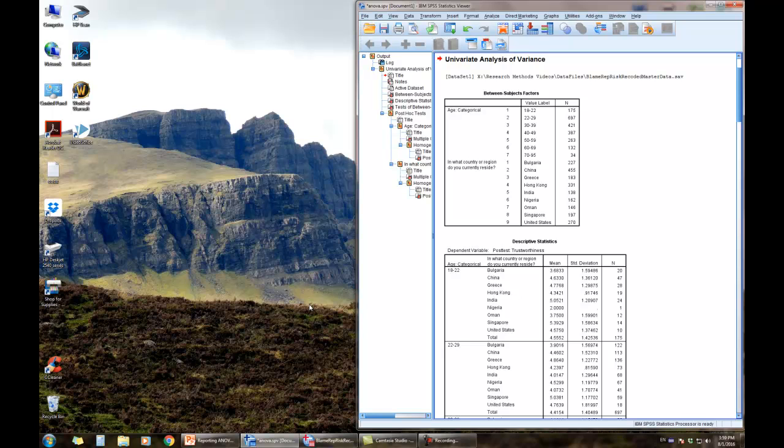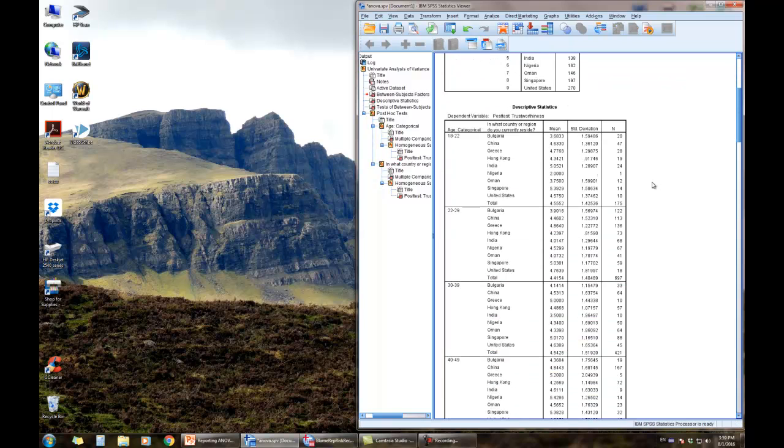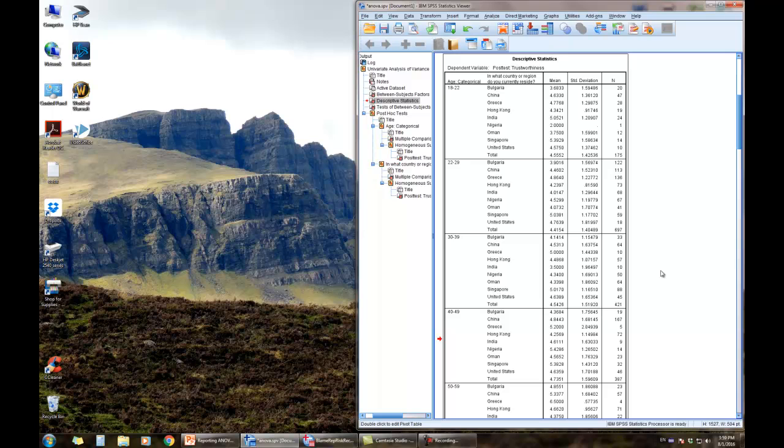Now, what you see in your output are a series of boxes. This first box just gives you the basic descriptions, how many there were in each of the categories. This is useful for your method section when you describe your sample. Now, as we go down, we'll come back to this second box, the descriptive statistics, because we probably won't need to think about all of these means. We'll really only be looking for the ones that are significant.